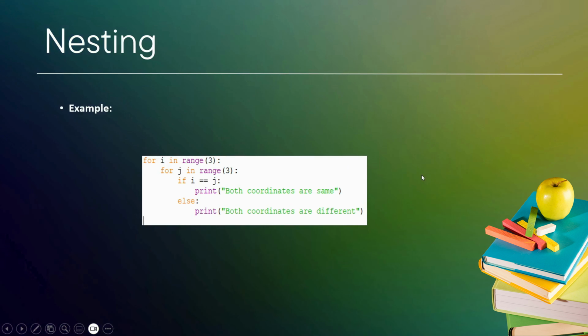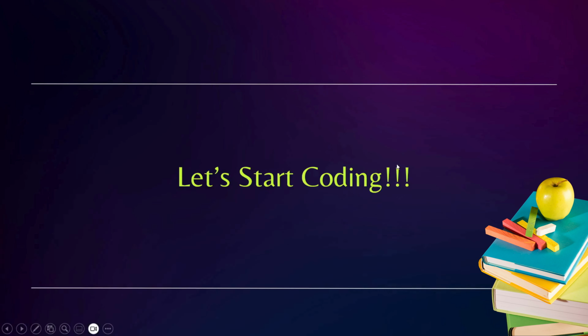So this is another example of nesting in loops. We can use nesting of loops and if statements, both of them. So we're using two loops and in the second loop we are using an if statement. We can also have a nested if in this one too. So we will have a look at some examples and try coding.